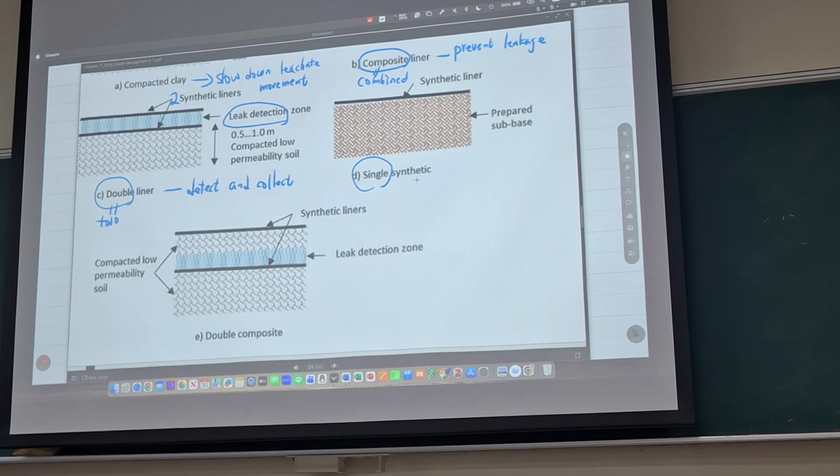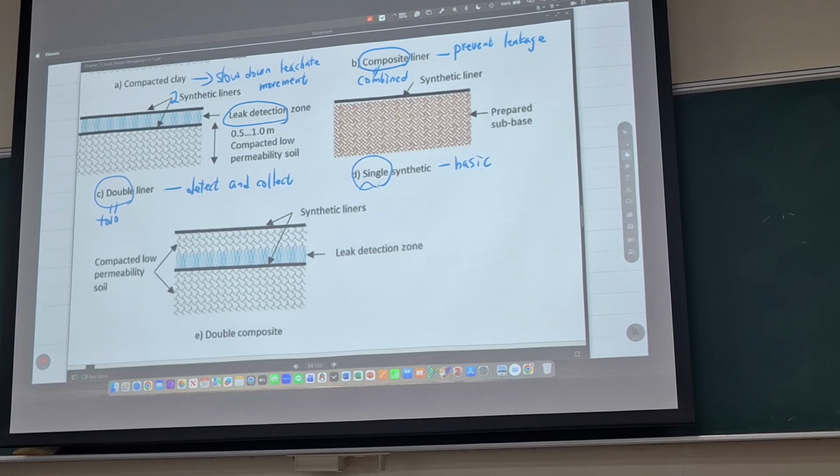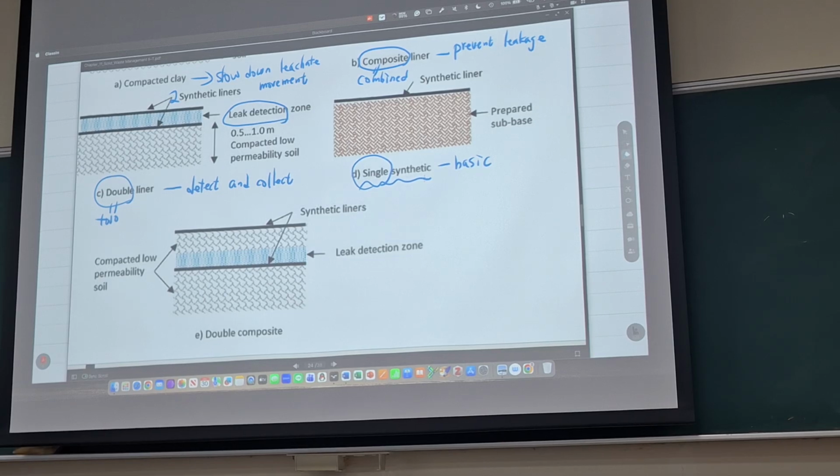And the single synthetic liner, this is the very basic one. If you don't have too much money, students, if your budget is limited, 如果你预算有限, and the pollution is not very serious here. You are very sure the solid waste here is not very toxic. Then you can use single synthetic. Otherwise, I suggest you use double liner, raise up a little bit of money.